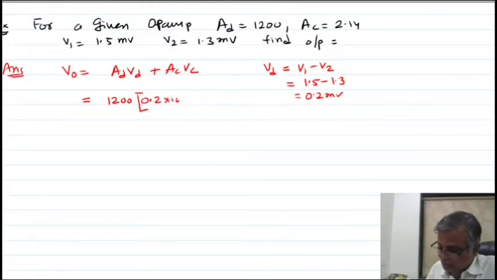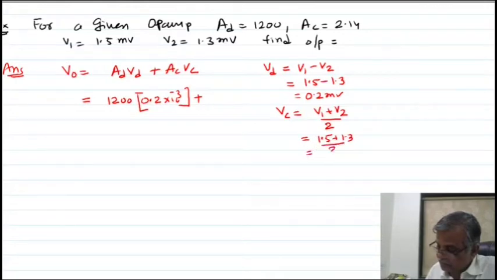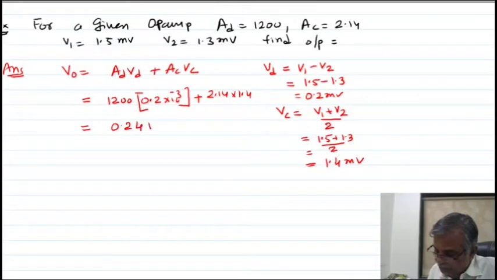0.2 into 10 raised to minus 3 plus, what is common mode? V1 plus V2 by 2. So it is 1.5 plus 1.3 by 2. So I will get 2.8 by 2, which means 1.4 millivolt. So this is your 2.14 multiplied by 1.4. So this is your 0.24 volt. This is nearly about 3 millivolt, 3 into 10 raised to minus 3 volt.